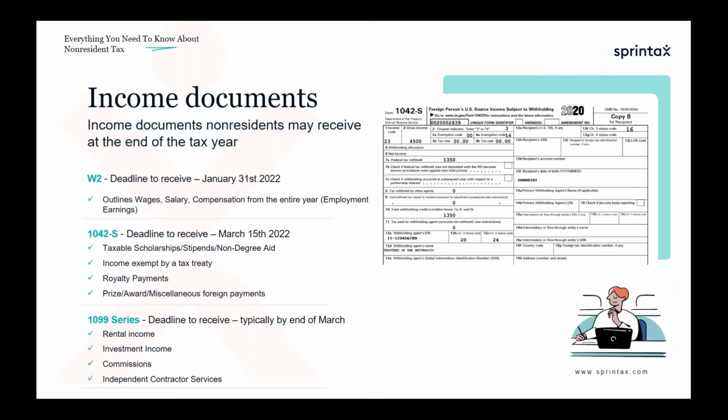Lastly, and probably less common for non-residents, but you may receive a 1099 document to report rental income, investment income, commissions, or independent contractor services, for example. And the deadline to receive a 1099, if you're due to receive one, will typically be by the end of March. So importantly, if you do receive any income documents to report the income you've received during the 2021 tax year, you'll need them when you're sitting down to prepare your tax returns to report that income on your tax return.